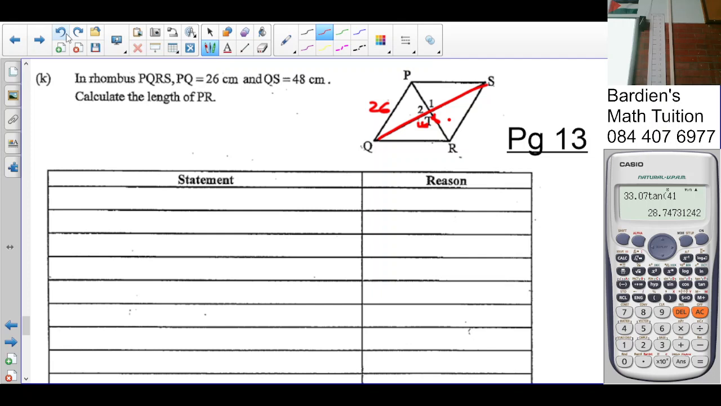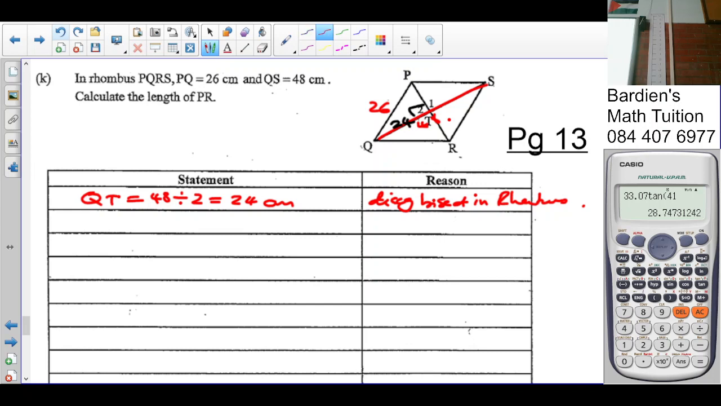Since they wanted PR, we know that QT is equal to 48 divided by 2, which is 24 centimeters. Why? Because the diagonals bisect each other in a rhombus, cut each other in half. So this length here will be half of the whole length. You'll see now why I need half. So this is 24. That angle is 90.